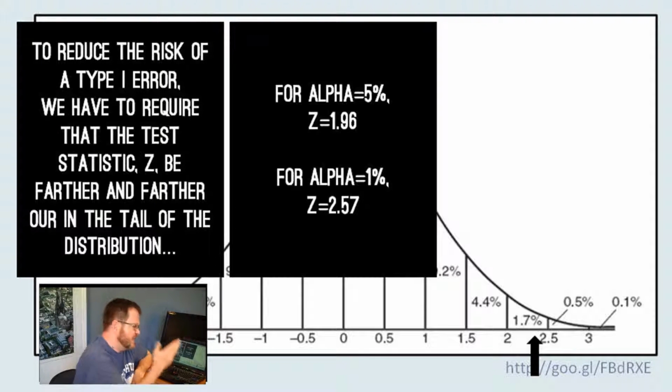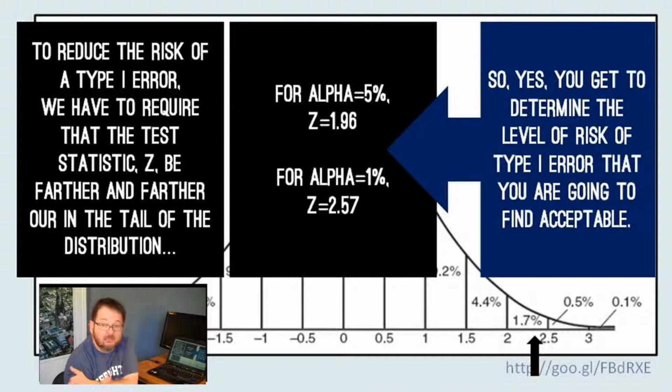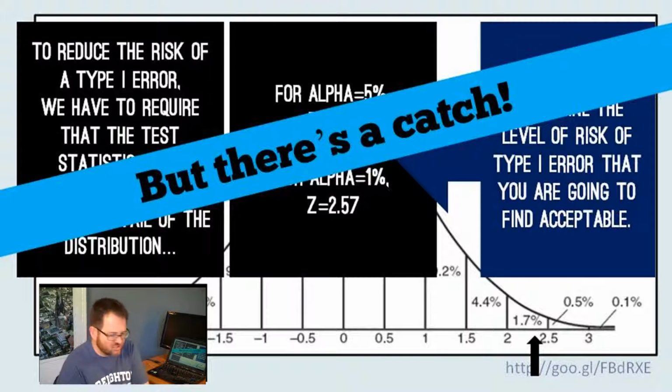2.57 is your z. Then you are going to need to compute a value of z bigger than 2.57 when you compute your difference between the two means, the difference between the two averages, in order to be able to say, I can reject the null hypothesis and there's only a 1% chance that I'm making a type 1 error. Oh, okay. Hey, I can manage these alpha errors. So yes, these type 1 errors, I can manage them. I can determine the level of risk of a type 1 error that I am going to find acceptable. Fantastic! Sounds wonderful. Sounds like I should never have to make an error, except, of course, there's a catch.